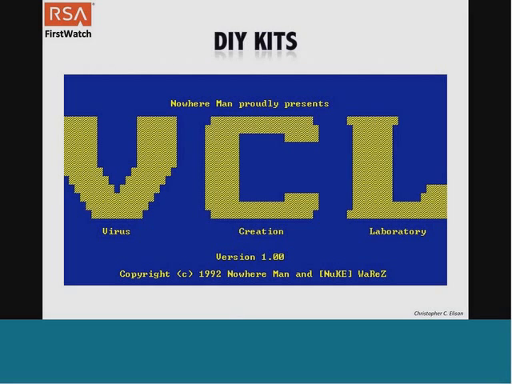When I first started my career, this is the first DIY kit that I actually came across. This one is called VCL, Virus Creation Laboratory. It was created in 1992 by a 15-year-old kid from Chicago. This kit was really special because before, if you needed to create malware, you needed to have assembly language skills. But ever since this kit came out, you have the capability to create malware without any programming skills. You just need to know the command line, and you'll be able to create your own malware.